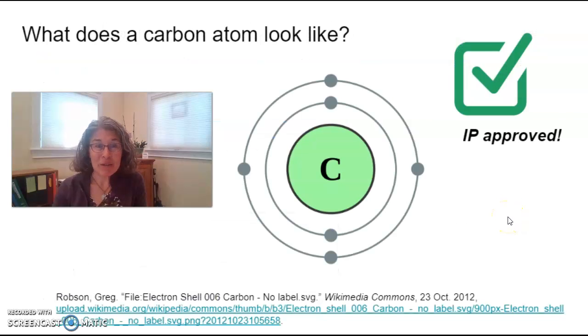So I now have information that I can use to answer this question that I started with: what does a carbon atom look like? I know that I found an image that is approved by the Creative Commons. I know that I've included a correct citation for it, so this is indeed IP approved. I know it sounds like a few extra steps, but once you get the hang of it, it's a really easy process to do, and it's going to make sure that you're not violating code.